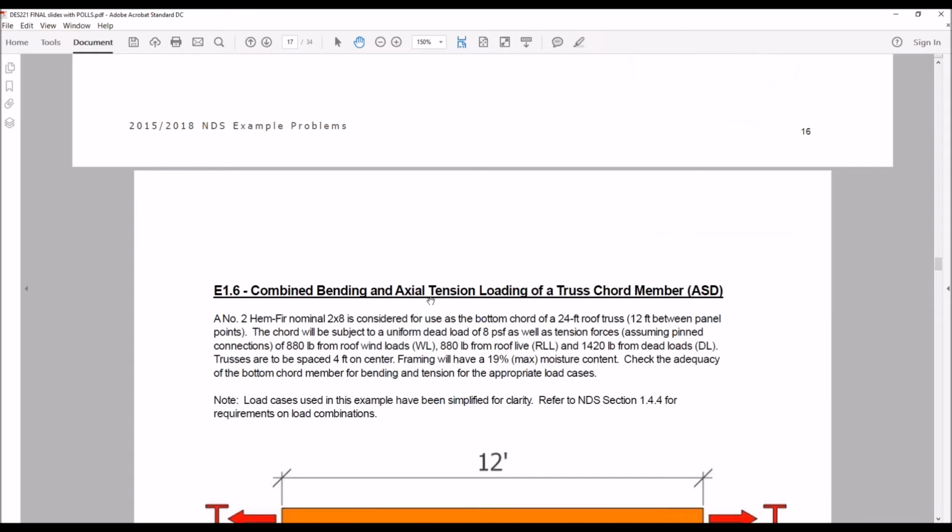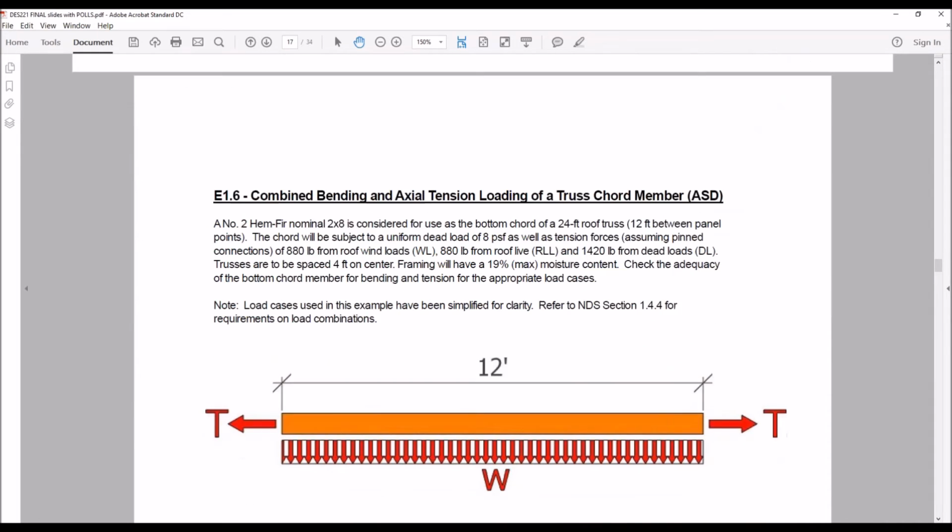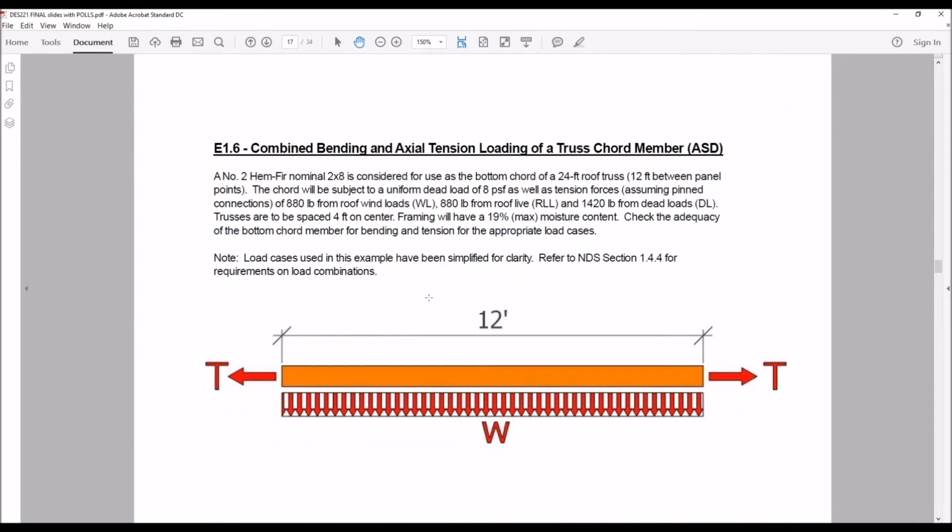All right, so those first two examples we were looking at were members loaded about one axis only. So this next example, we're going to do a combined bending and axial tension example. So we are loading this member about two different axes. So this is an example where we're assuming it's a truss chord member. It's a nominal 2x8 hem fir, and it's going to be used for a 12-foot member between panel points.